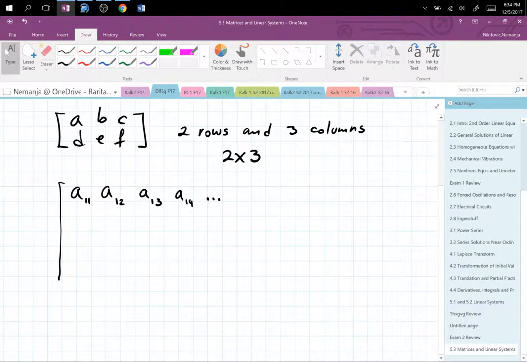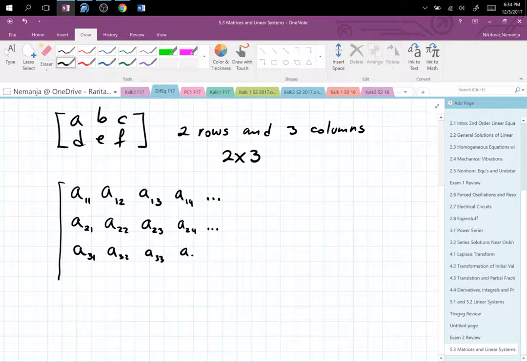Now, we're moving to row 2, column 1, row 2, column 2, row 2, column 3, row 2, column 4, going on forever. Row 3, column 1, row 3, column 2, row 3, column 3, row 3, column 4, going on forever, and this is going on forever. So what you are getting here is the infinite matrix, but the way we label entries is this way.